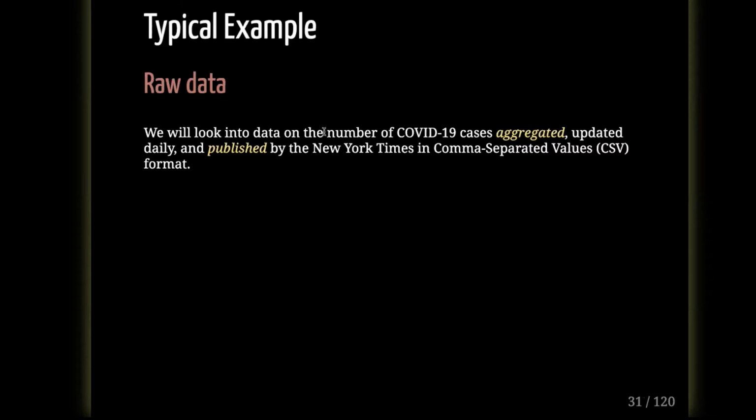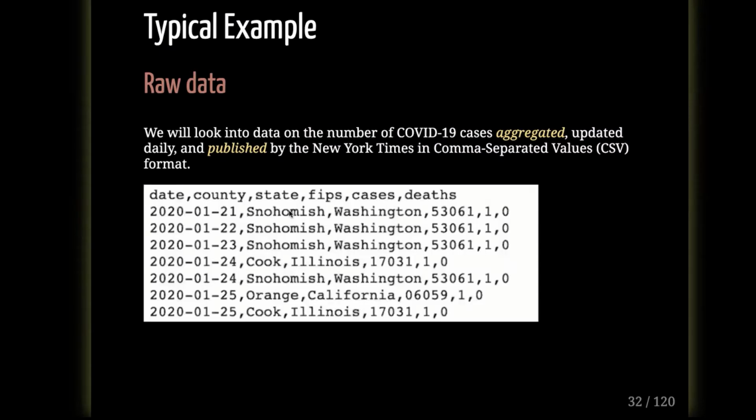All right, so let's get into an example. We're going to look at the number of COVID-19 cases. We're going to be looking at data published by the New York Times, which comes in CSV form. Not surprisingly, it's a super common way of publishing data because it's easy to parse into programs.